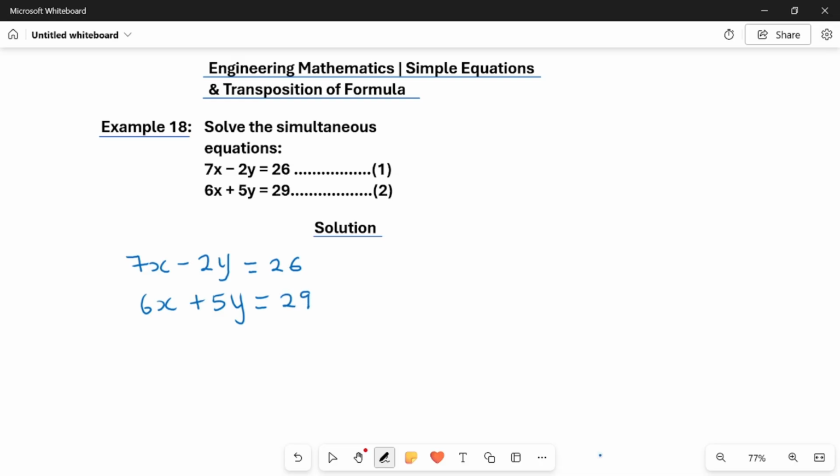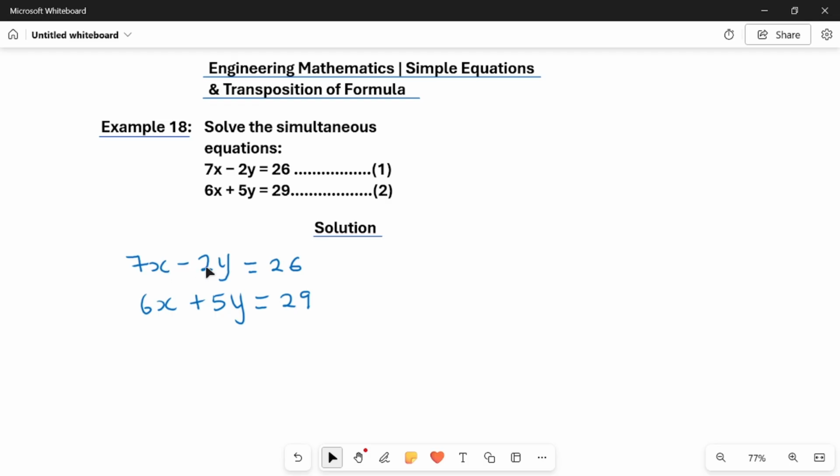So the first step, we choose which of them we want to eliminate. Should we eliminate x first or should we eliminate y first? It's based on your choice. So for me, let's eliminate y first and find x. Then when we find x, we will substitute the value of x back into our equation to get y.